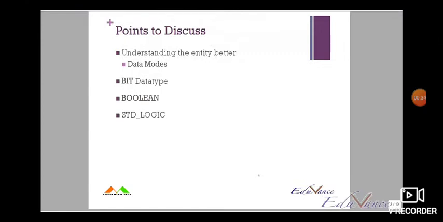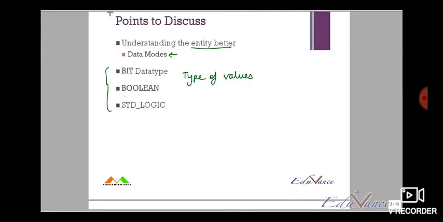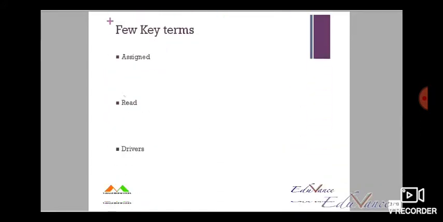So, as part of understanding the entity, we will look at the different data modes that we can specify in the entity. Then we will specify and discuss the three different data types and what type of values that these data types can take. But before I start, I want to discuss a few key terms which we will be regularly using.